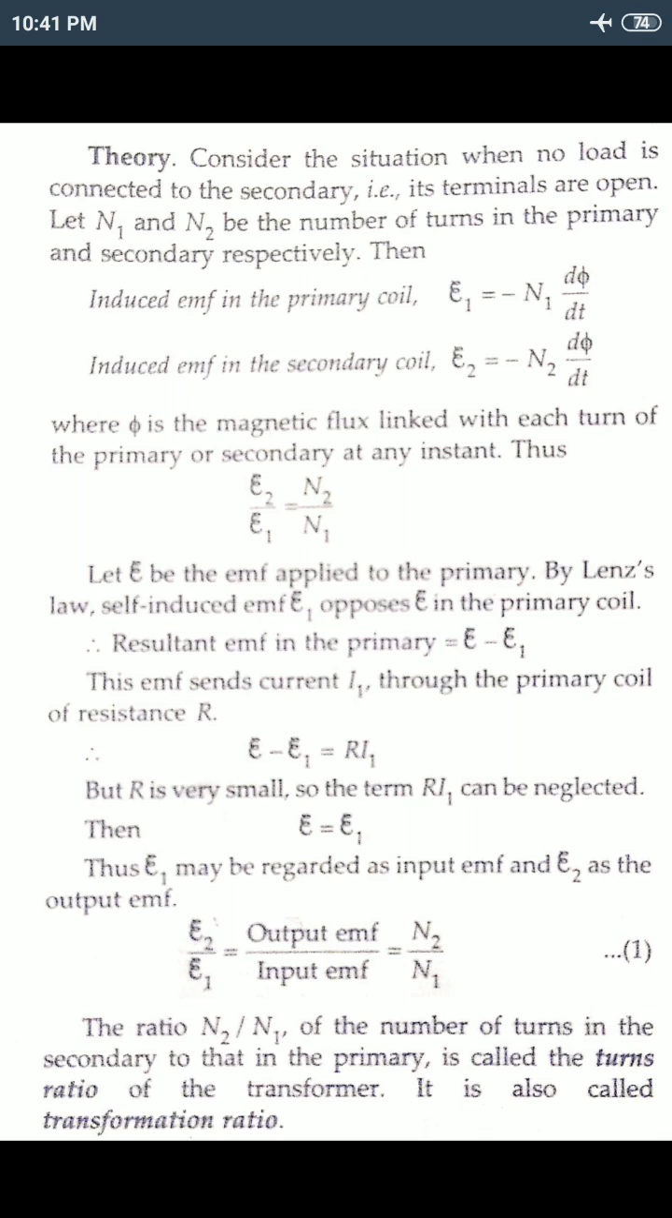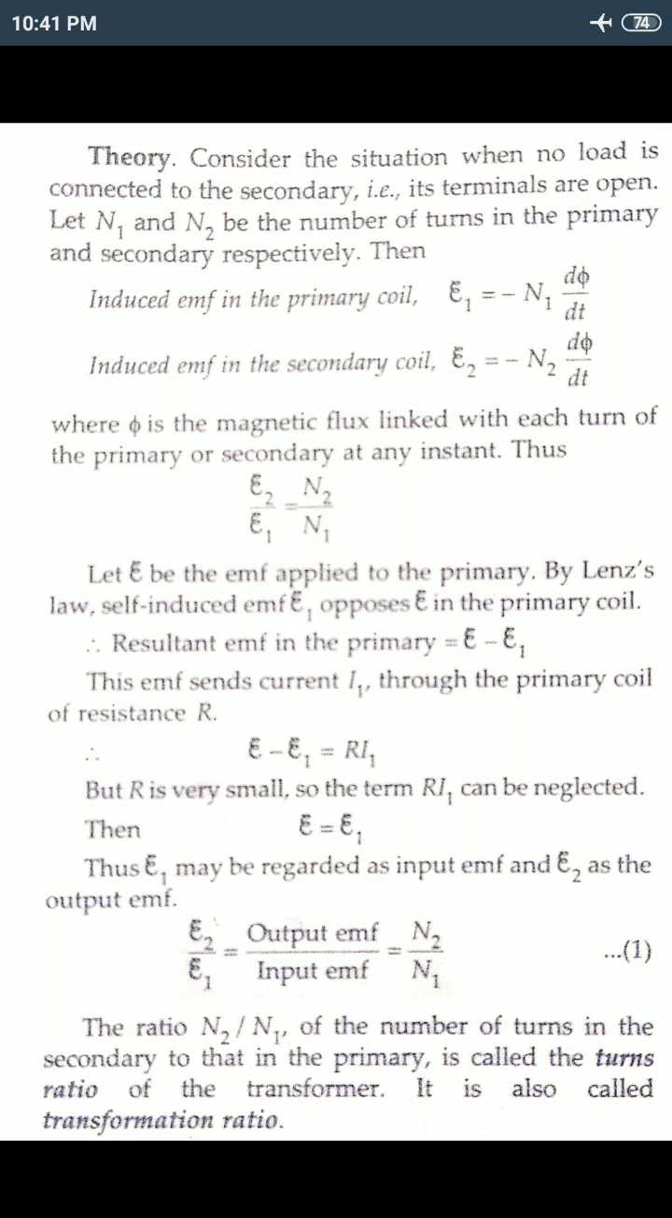In a primary coil, we know that self-induction occurs whenever current passes through the inductor. It creates a magnetic flux around it and opposes the applied EMF. It generates a back EMF which opposes the main EMF. So if we consider that E1 is the self-induced EMF in the primary coil, it opposes E, which is the applied EMF.